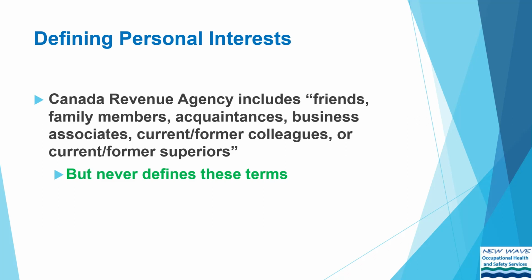Looking to another organization, the Canada Revenue Agency includes family, friends, family members, acquaintances, business associates, current and former colleagues, or current and former superiors as people to disclose and potential personal interests. The problem is they never define these terms. How good a friend? How close a business associate?